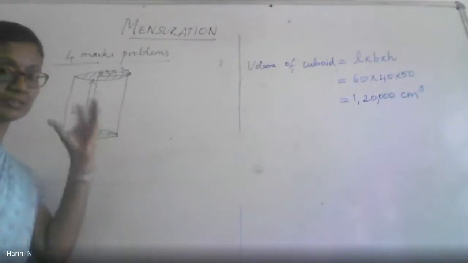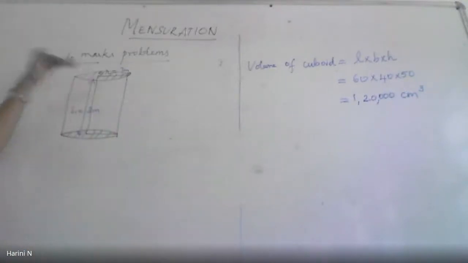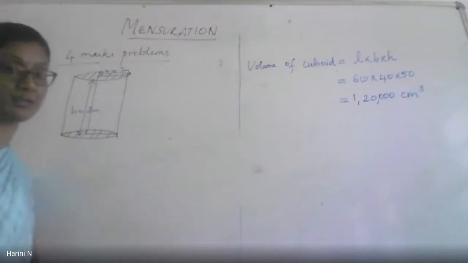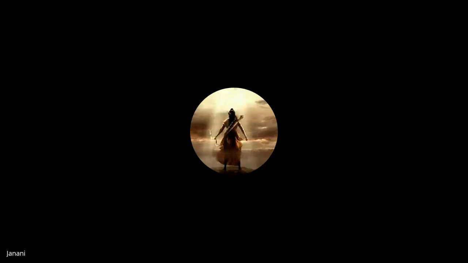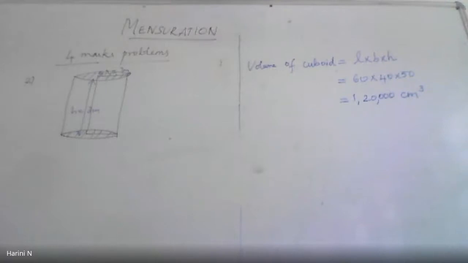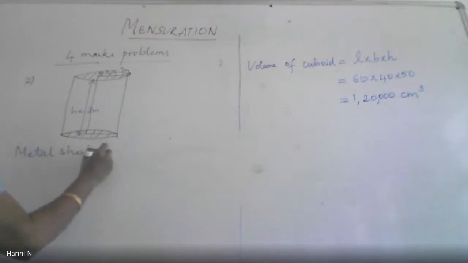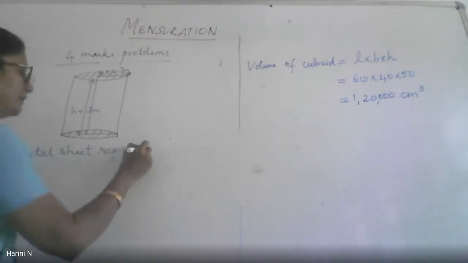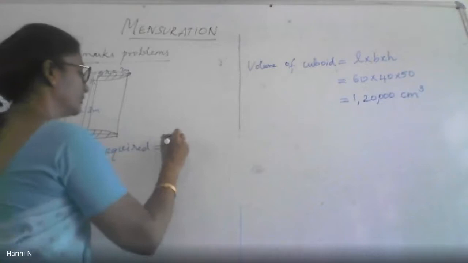The curved surface has to be made with metal, the top has to be made, the bottom has to be made. So what area do you need for the cylinder? Top, bottom and curved surface all put together, what will happen? Will it be the curved surface area or it will be the total surface area? Total surface area. So, metal sheet required will be equal to the TSA of the cylinder.